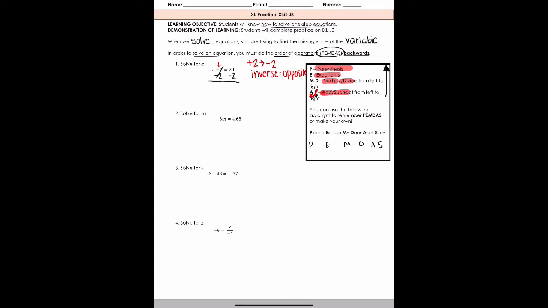On the left side, this leaves me with C equals 20 minus 2 is 18. And you are done when the variable is all by itself. So since the variable is by itself, this is my answer, because C is all alone over here.